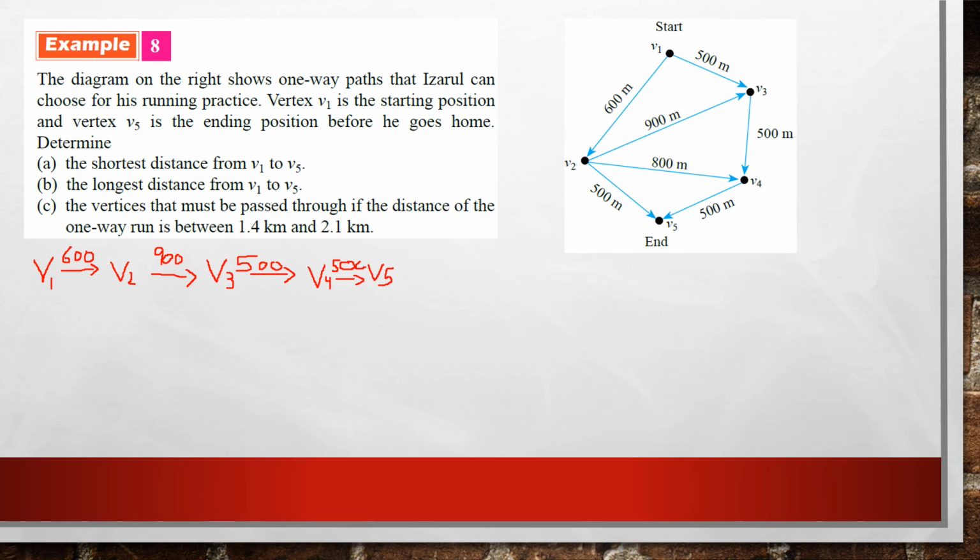So 600 plus 900 is 1500, plus another 1000 will be the total distance for this way, which is 2500 meter. The unit given is meter. So that means it's 2.5 kilometer. I hope you all know how to change: 1 kilometer equals 1000 meter. So 2500 meter is equal to 2.5 kilometer. Next, we look at what other ways we have.